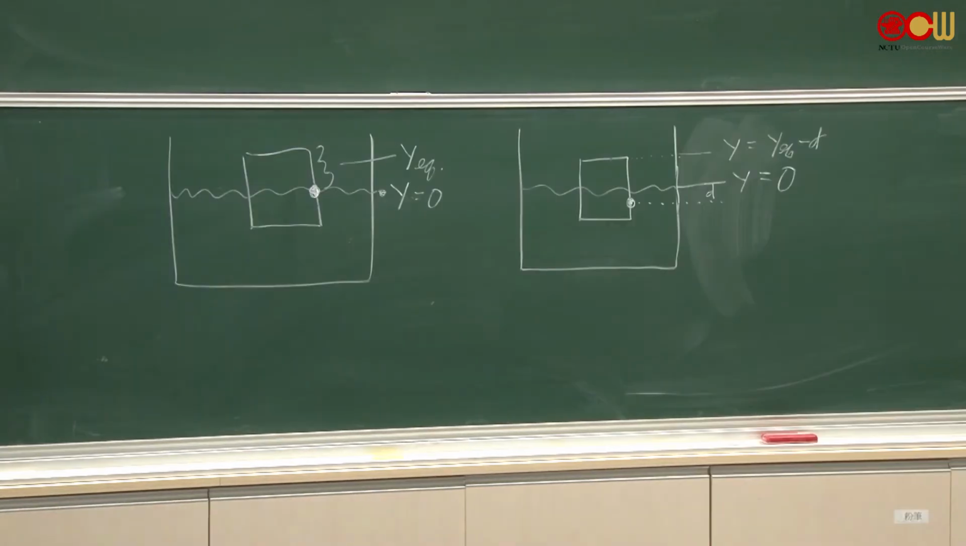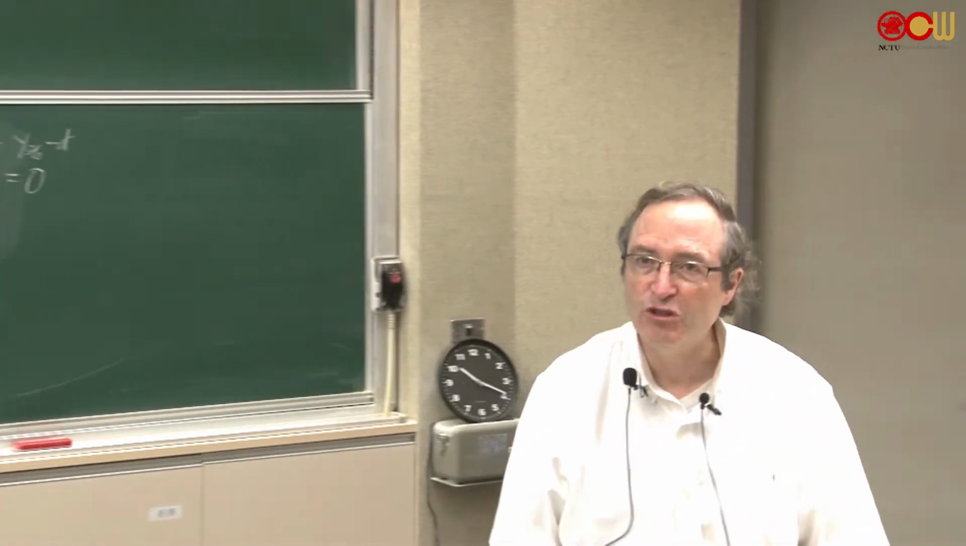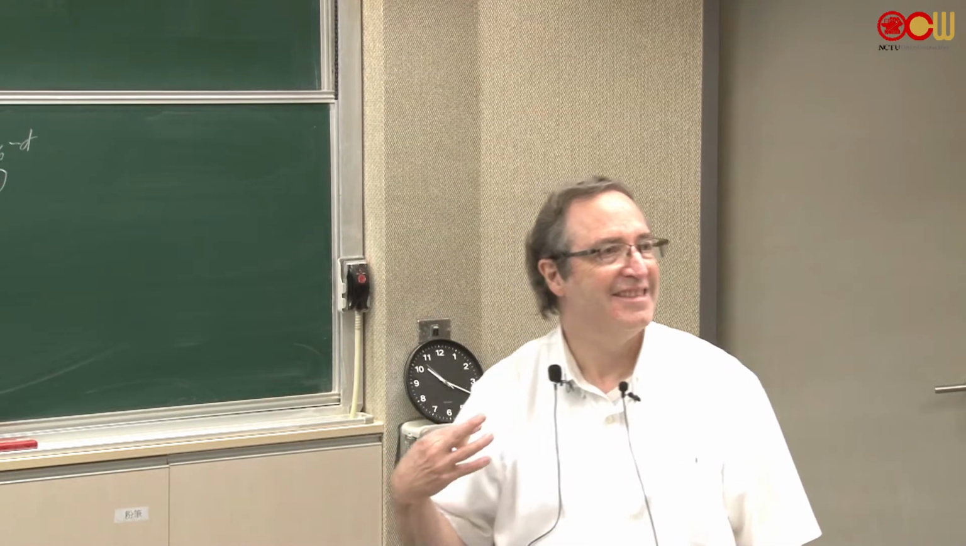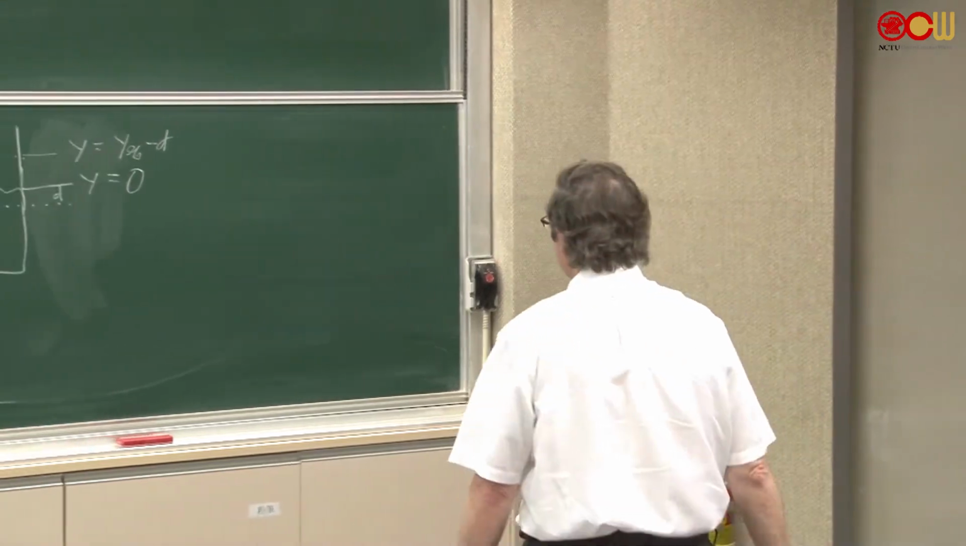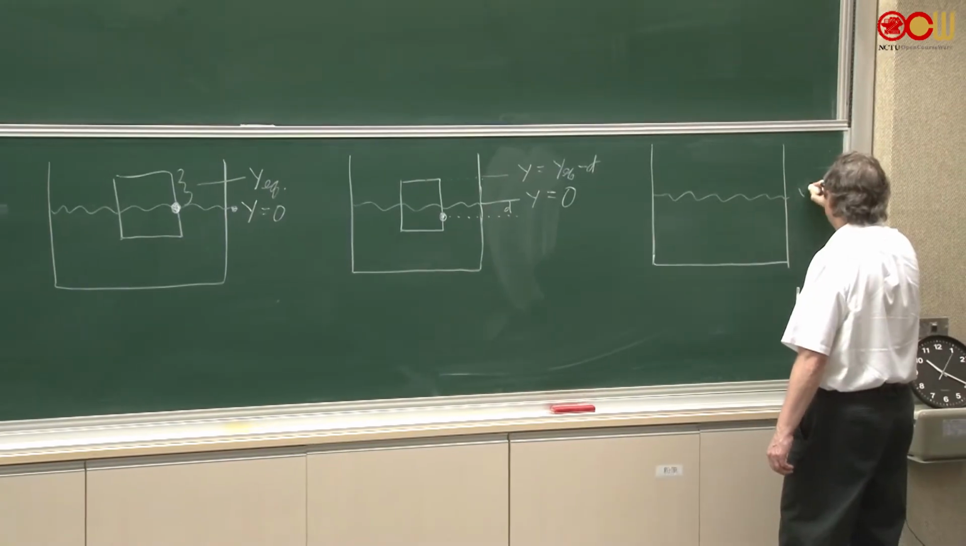Now we need a third picture, because this d is not a variable. This is where the confusion comes in. This d is not a variable. All right, so I'm going to draw a third picture. That's y equals 0.